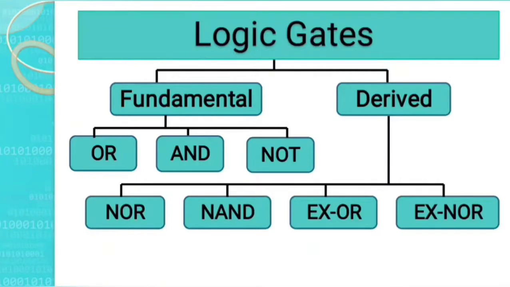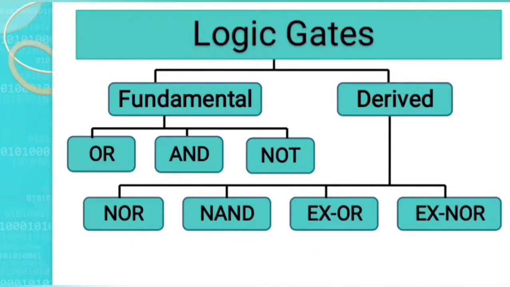Friends, always remember each gate has two or more inputs and only one output. Only NOT gate has single input and single output. For better understanding, here we consider two inputs for all gates. So let's start with OR gate.